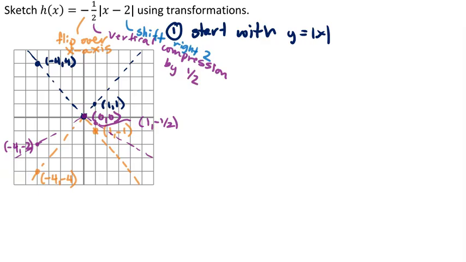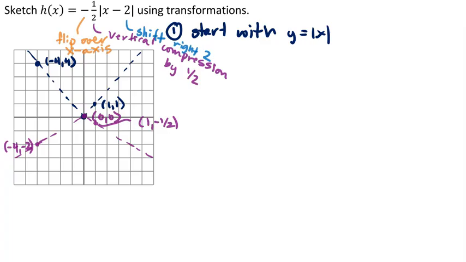Okay, one more on this one. At any point if this starts getting cluttered, you can erase some of your scratch work. So I'm going to go ahead and erase the orange one so that I can see what's going on. You could even erase the original blue one if you wanted to. Up to you. Shift to the right 2.